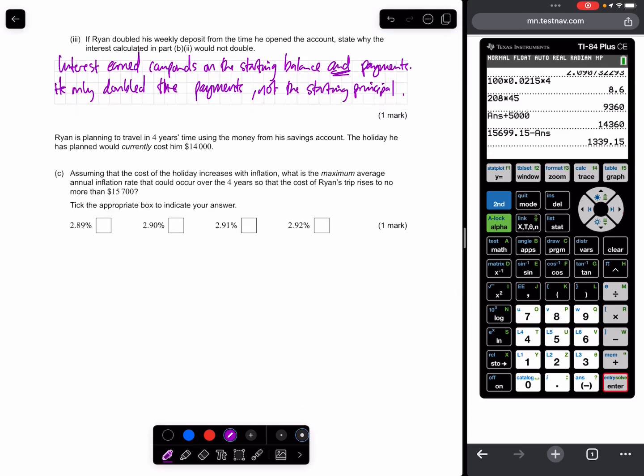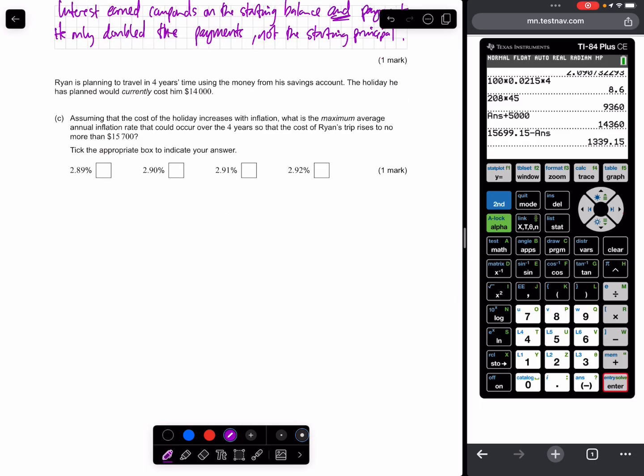Ryan is planning to travel in 4 years' time using the money from his savings account. The holiday he's planned would currently cost him $14,000. Assuming that the cost of the holiday increases with inflation, what is the maximum average annual inflation rate that could occur over the 4 years so that the cost of Ryan's trip rises to no more than $15,700? This one's tricky. You're given multiple choice.